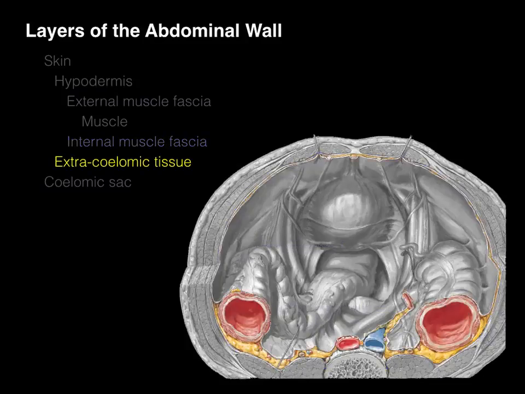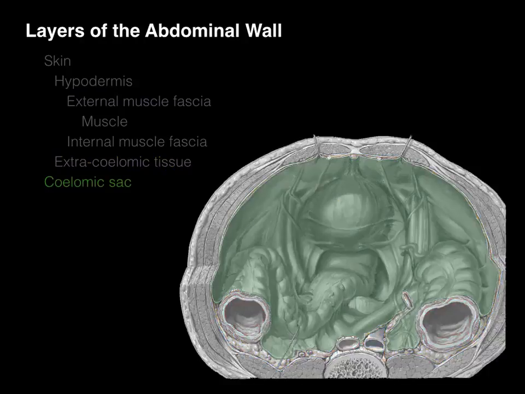Next, extracoelomic tissue. This is the fatty adipose tissue and connective tissue layer that is between our internal muscle fascia and the coelomic sac. Well, here we call it pre-peritoneal fascia because this entire cavity in the middle is called the peritoneal cavity. So this is that fat that's before that. And then in the back side of the abdomen is this retroperitoneal fascia, or the fascia in the retroperitoneal space, which is behind or outside of this coelomic sac.